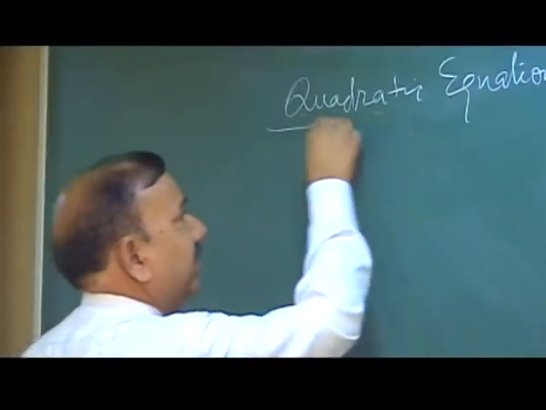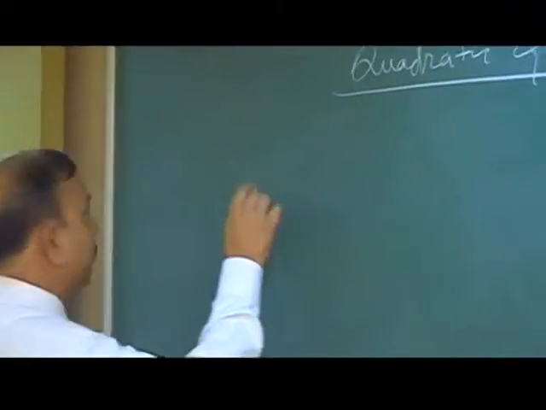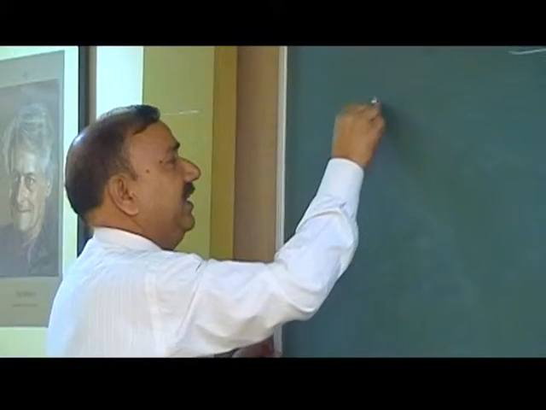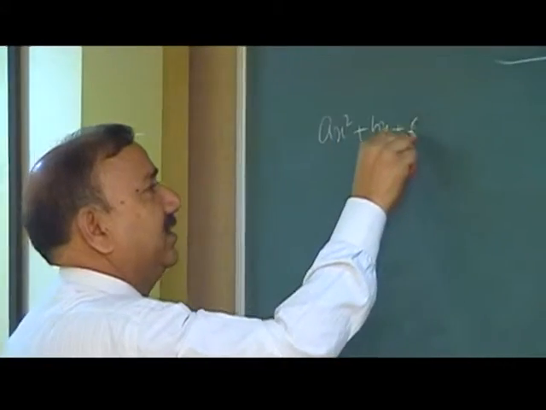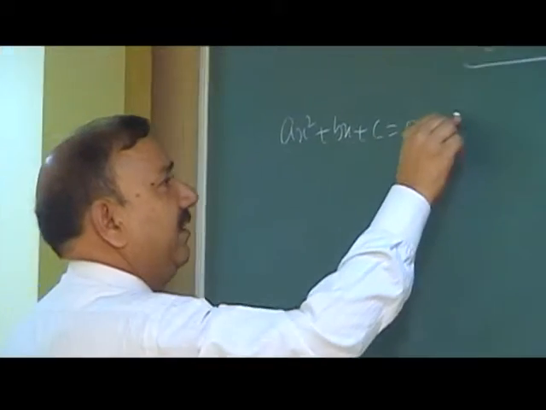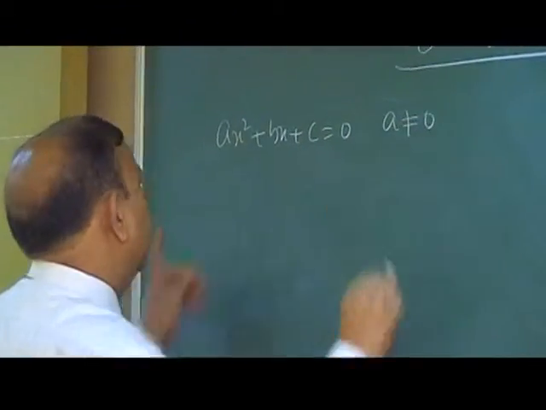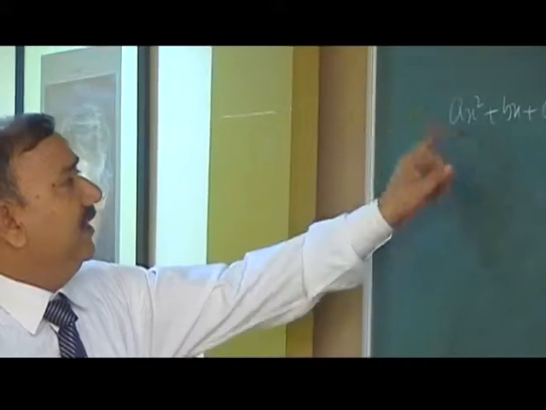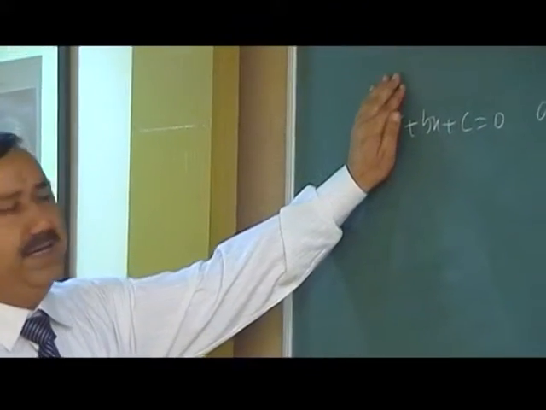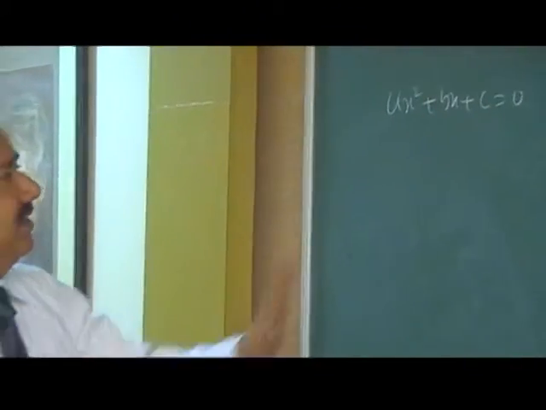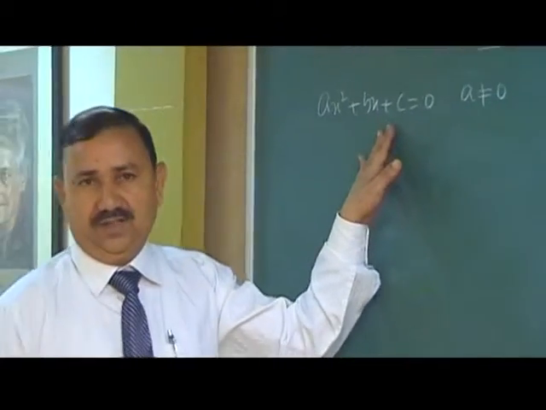In quadratic equation, the general notation is ax square plus bx plus c is equal to 0. Here a is never equal to 0. A should not be 0. If a becomes 0, it reduces to a linear equation. Now my question is how to solve such a quadratic equation.